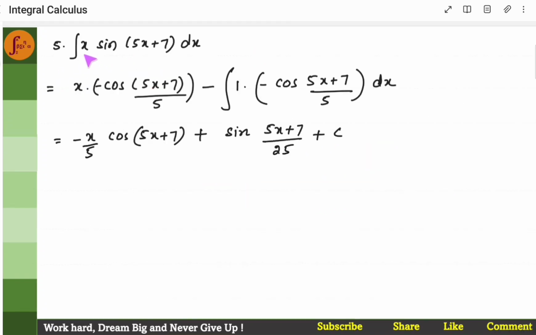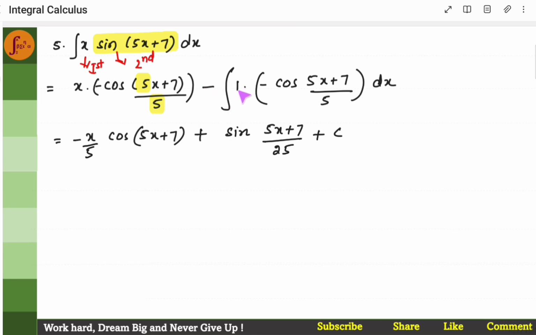Let's take another example. We need to find the integral of x into sine of 5x plus 7 dx. Now here again, we'll choose x as the first function and sine as the second function. So copy the first function as is. Take the integral of the second function. What is the integral of sine? It's minus cos. And copy this expression as is, 5x plus 7, and divide by the coefficient of x. What is the coefficient of x? 5. Divide by the coefficient of x, which is 5.